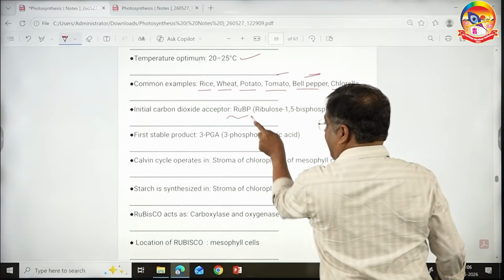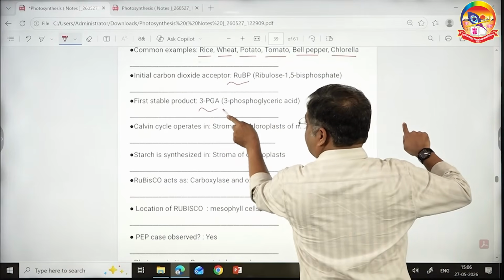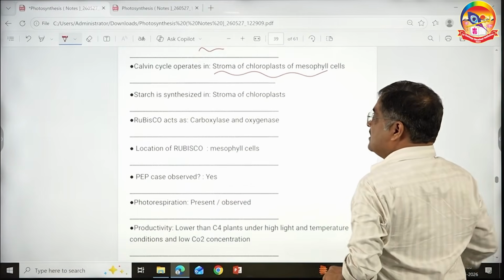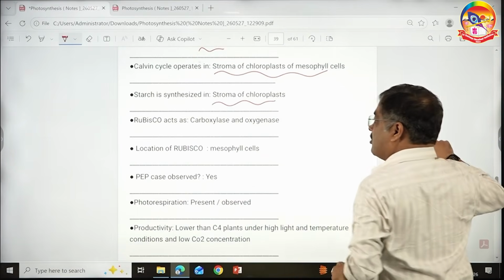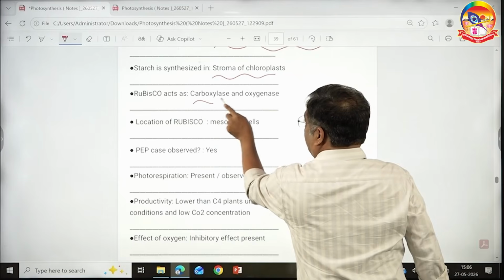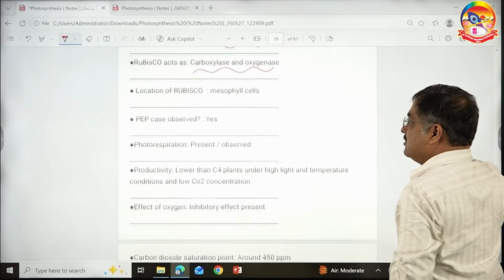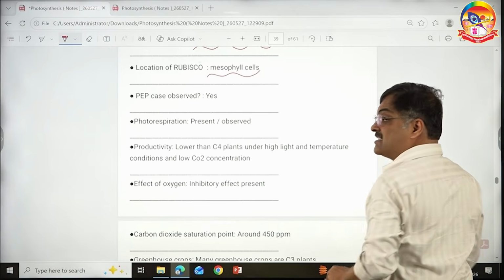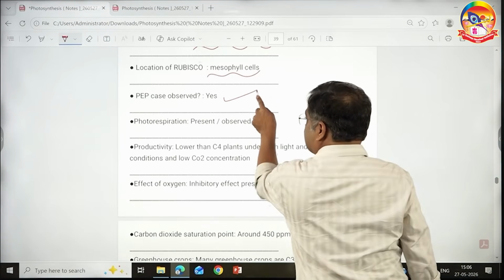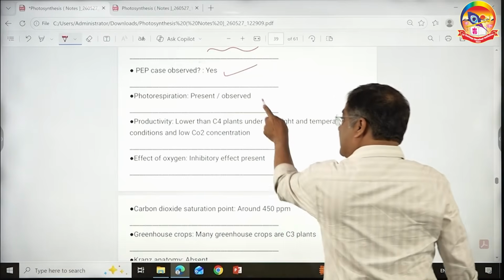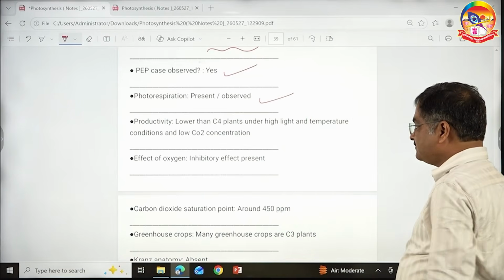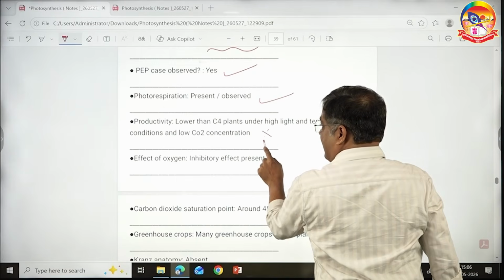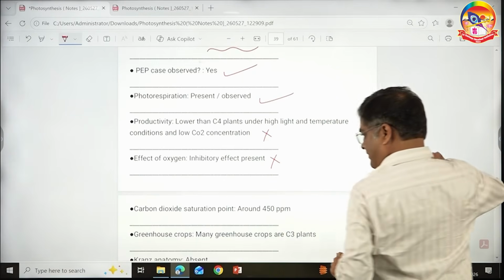Initial carbon dioxide acceptor is RuBP. First stable product is PGA. It occurs in the stroma of the chloroplast of mesophyll. Starch is synthesized in stroma of chloroplast. Rubisco acts as both carboxylase and oxygenase. Location is in mesophyll cells. Is PEP carboxylase observed in C3 plants? Yes. Is photorespiration seen? Yes. I'll tell you what is photorespiration. So these points you'll understand after some time.